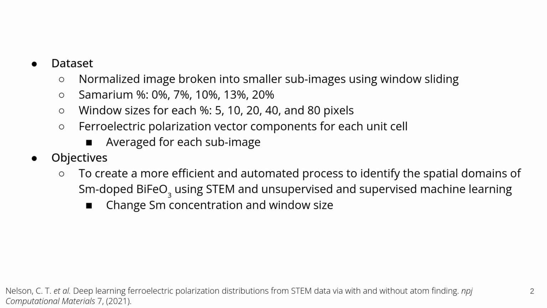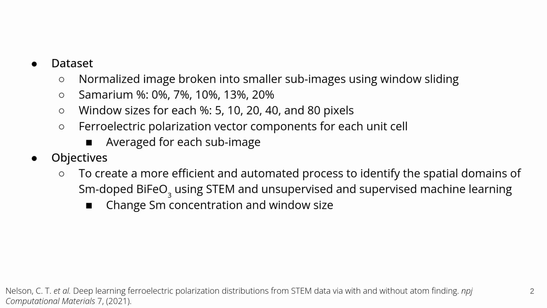Then we normalized them and broke them into smaller sub-images or unit cells using a window sliding technique. We had images for samarium doping percents of 0 to 20, and we chose window sizes of 5, 10, 20, 40, or 80 pixels long. We also computed the average ferroelectric polarization vector for each unit cell.